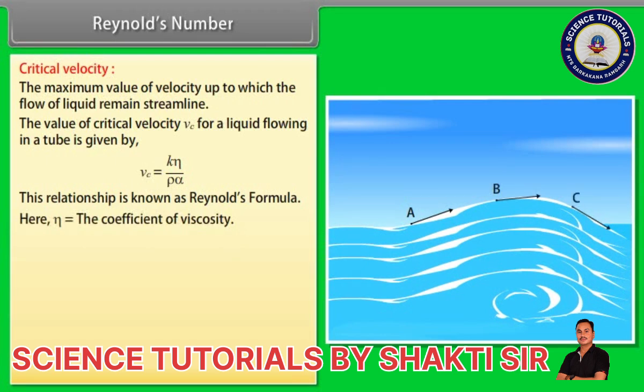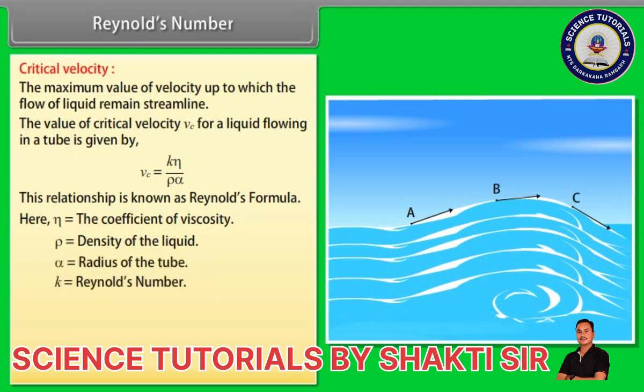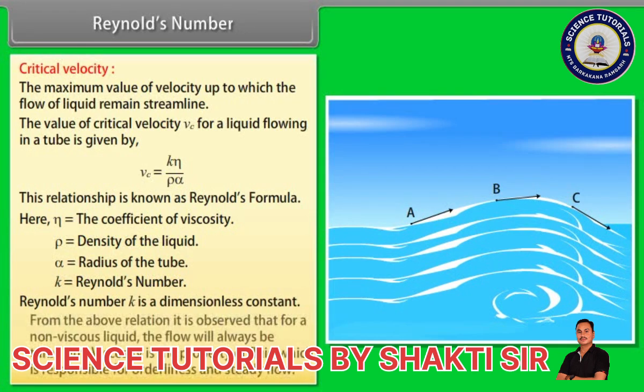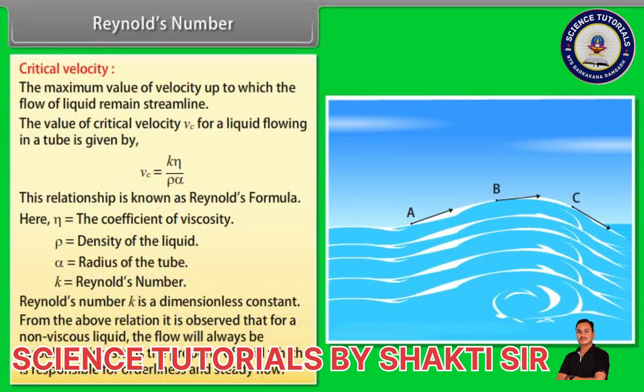Here, eta is equal to the coefficient of viscosity, rho is equal to density of the liquid, alpha is equal to radius of the tube, K is equal to Reynolds number. Reynolds number K is a dimensionless constant. From the above relation, it is observed that for a non-viscous liquid, the flow will always be turbulent. Viscosity is the property of fluid which is responsible for orderliness and steady flow.